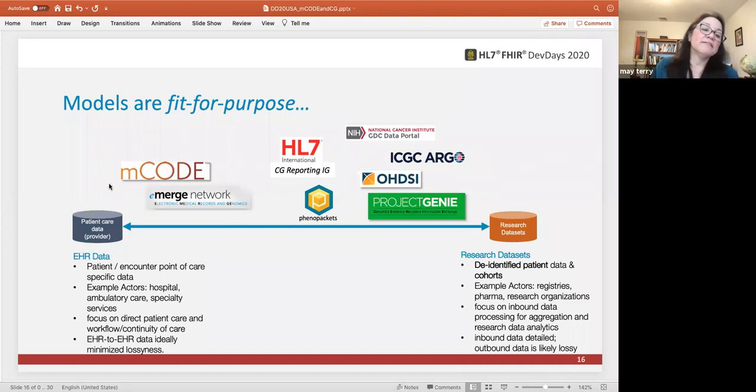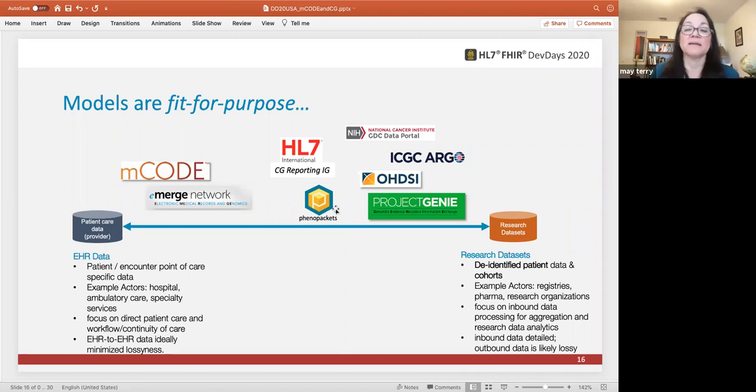And that would include, besides mCODE being more on the provider side, eMERGE, which is also a little bit on the provider side, but really trying to do a good job bridging the provider and research side. And then there are some that tend more towards strictly the research side, and really think about de-identified patient data and cohorts and aggregated data sets that come from multiple sources.